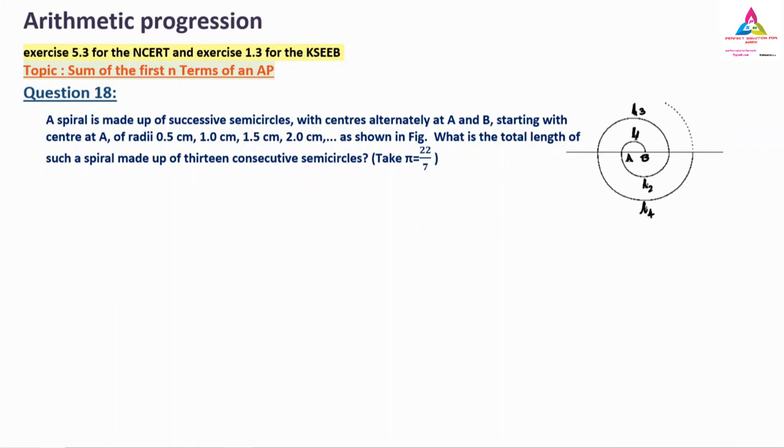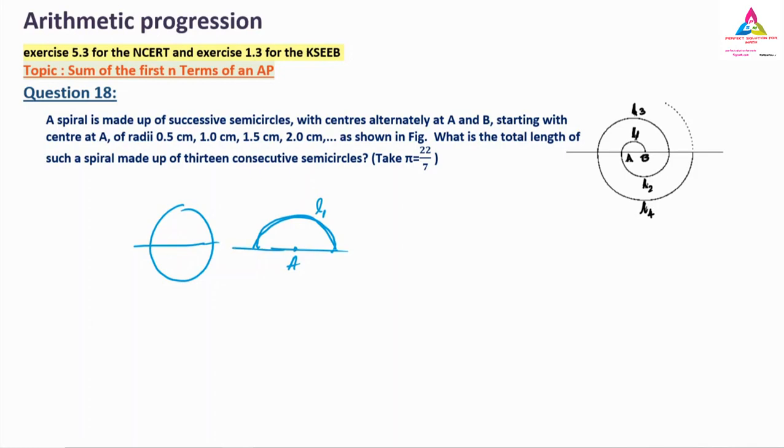The clear thing they have given is a spiral with successive semicircles. We are not talking about the total circle, but the semicircle. Semi means half of it; if you start from one point, it is half of the circle. So this is the semicircle we have. Again, read that: with centers alternately at A and B. So A is the first center. For the center A, this is the first semicircle. Understood? That semicircle length we will take as L1.